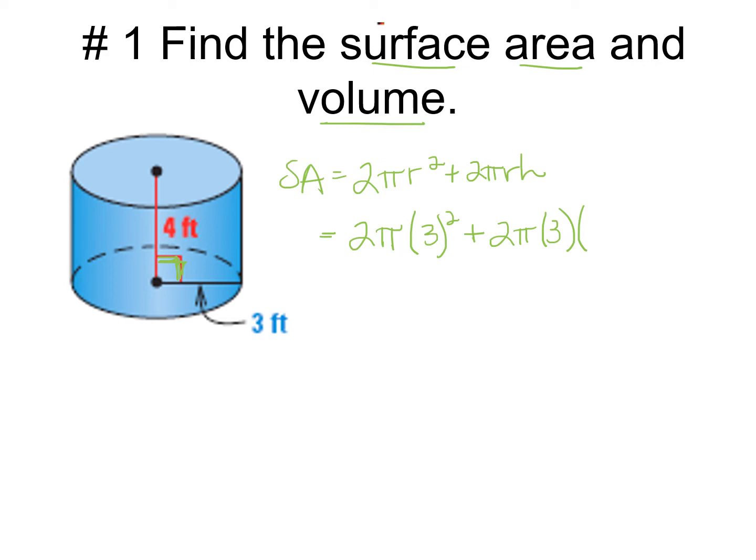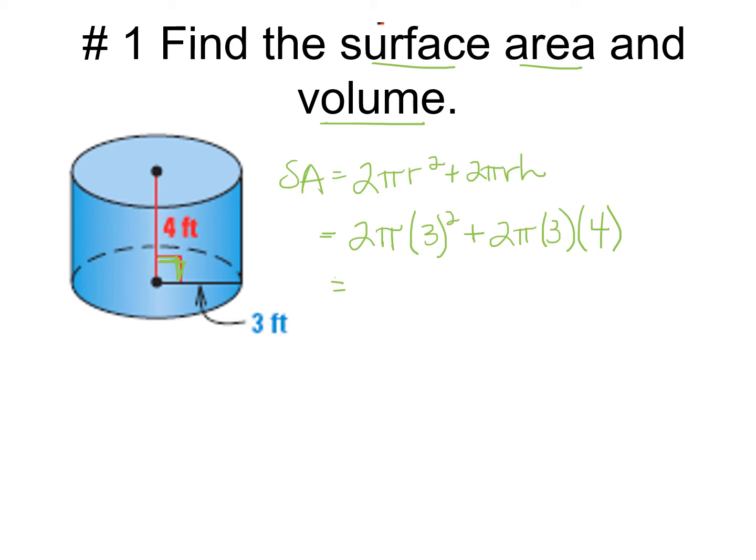Okay, so the h is going to be 4 feet. Okay, so now what we have is an equation that we can type directly into our calculator. So when we type this into our calculator, we're going to want to type in 2, use your pi button, left parenthesis 3, right parenthesis, squared, plus 2, use your pi button, left parenthesis 3, right parenthesis, left parenthesis 4, right parenthesis, hit enter.